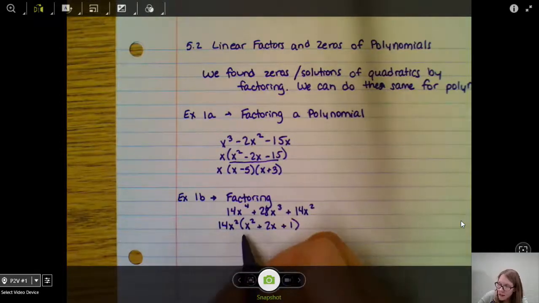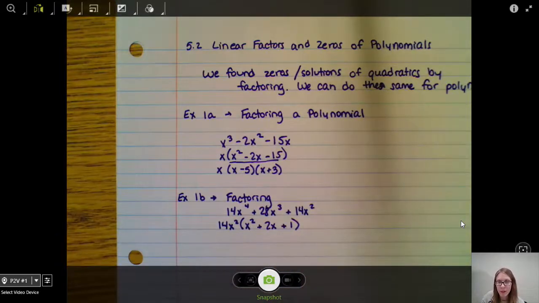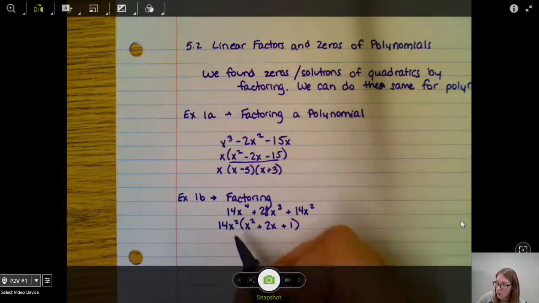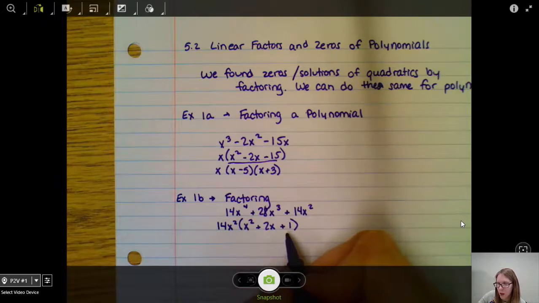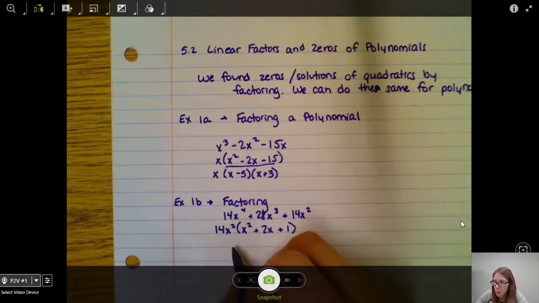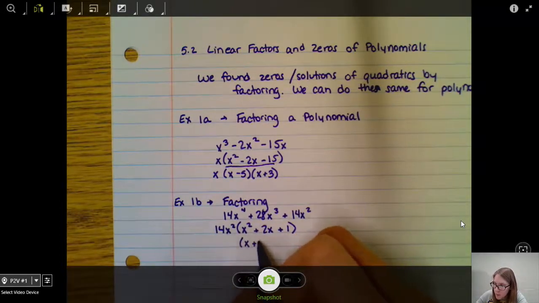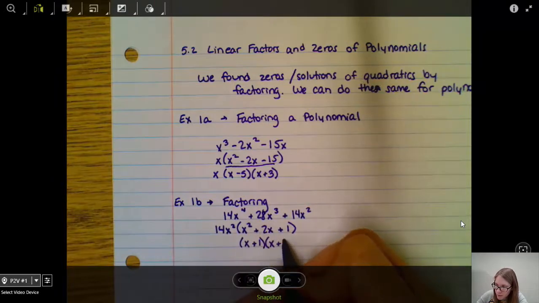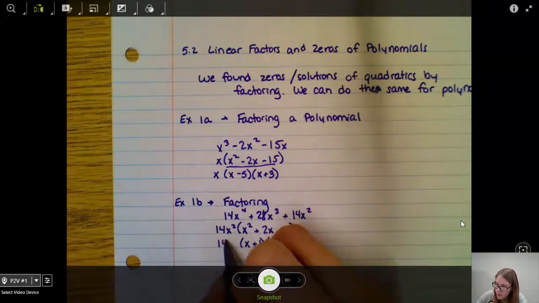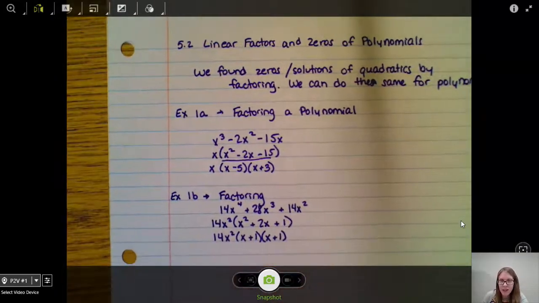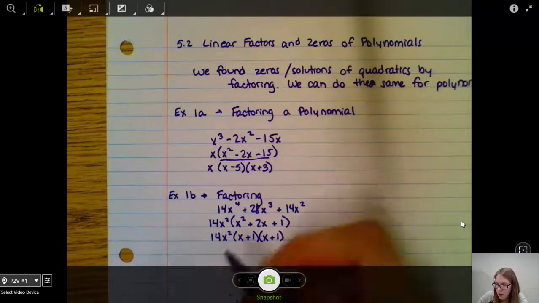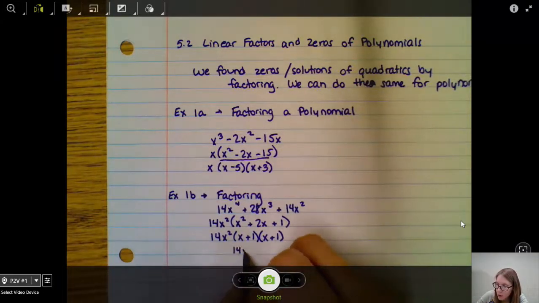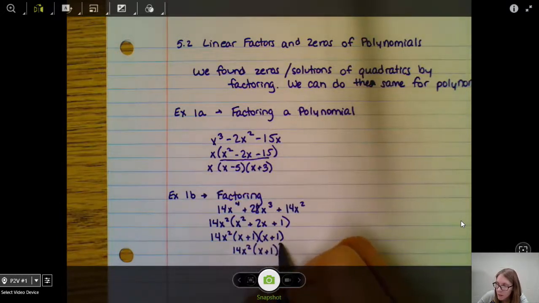And again, this inside part is a lot more familiar to us now. X squared plus 2x plus 1. What numbers multiply to 1 and add to 2? 1 and 1. And just to kind of condense this a little bit, you don't necessarily have to take this step, but you could write this as 14x squared times x plus 1 squared.